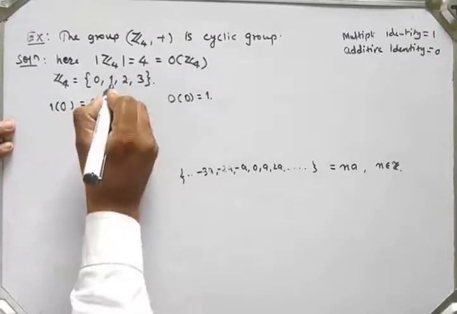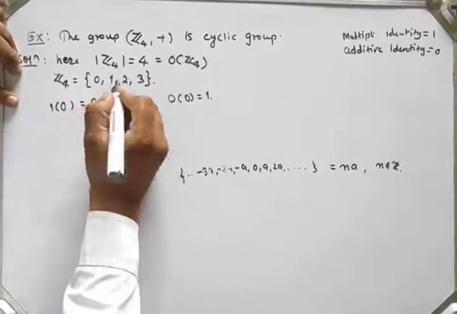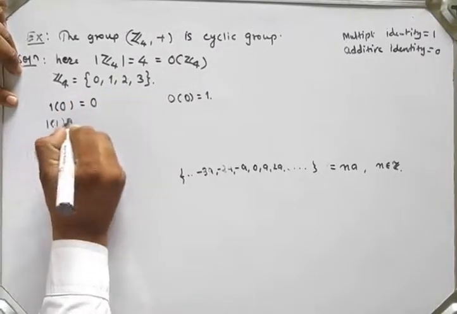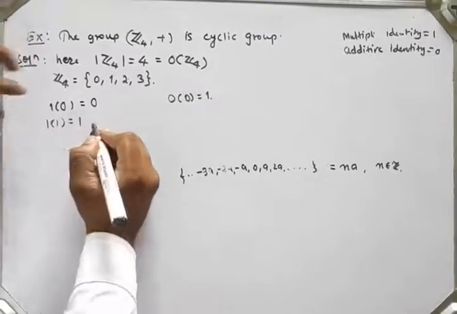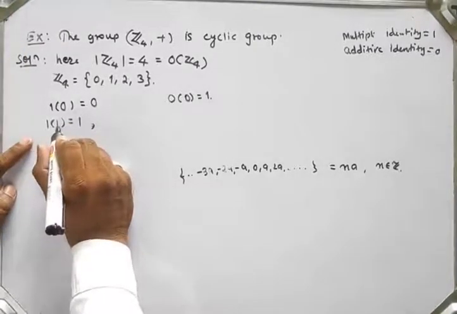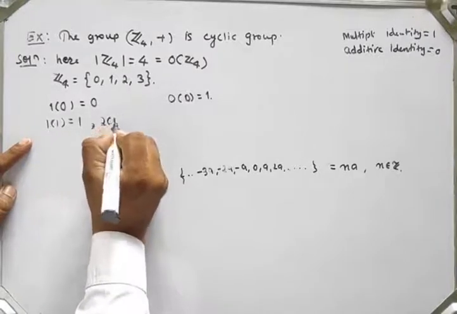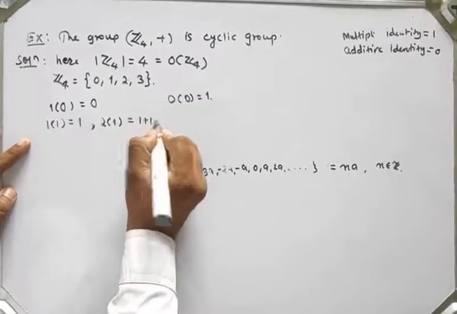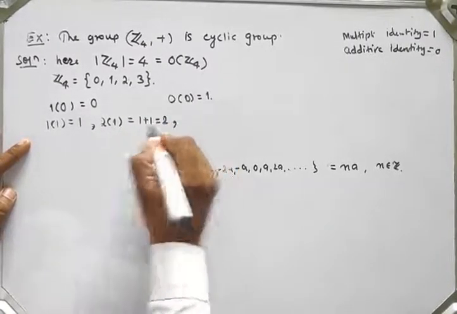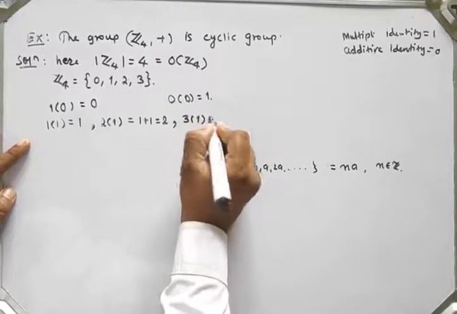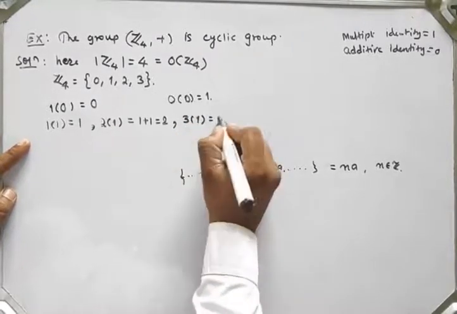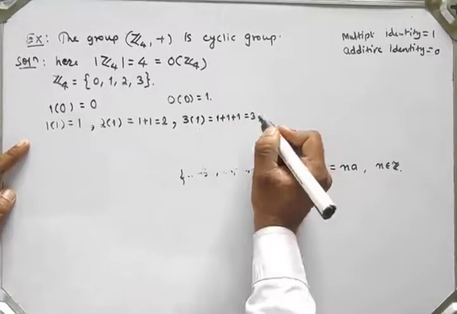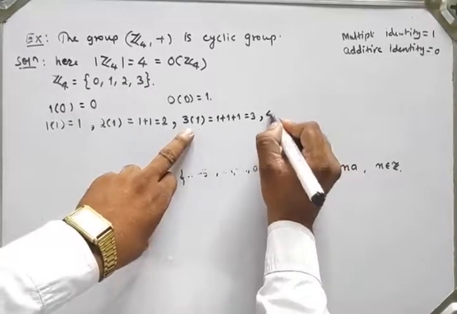Now I will take the next element, 1. I take 1 into 1, which is equal to 1. Next I take 2 into 1. 2 into 1 means we add 1 two times, that is 1 plus 1, which is 2. Next I take 3 into 1. 3 into 1 means the addition of 1 three times, so 1 plus 1 plus 1, which is 3. Next I will take 4 into 1.